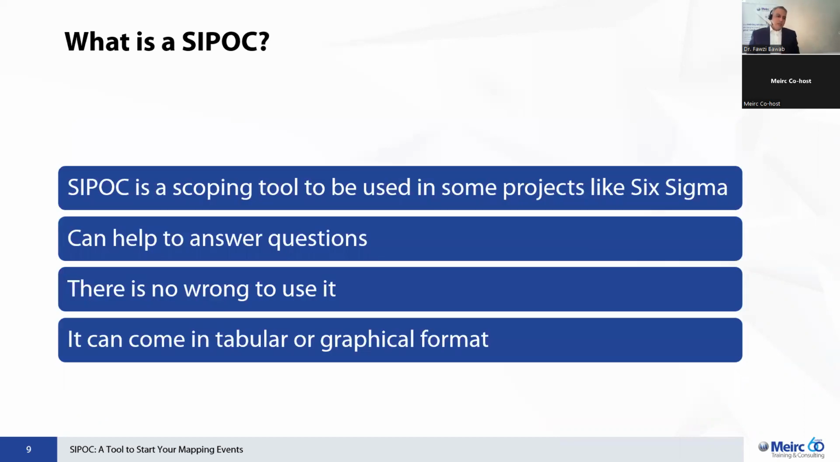And now let's get to the core of the SIPOC. So what is it? It is a scoping tool. It is used in some projects such as Six Sigma, where at the beginning of the project, we need to build a project charter, and we need basically to identify the components of the project and the elements of the process that we seek to improve. It can help to answer certain questions in terms of what's in, what's out, who is involved in the process, who is receiving the output, who are the stakeholders that should be involved in such a project. So many of these questions can be answered by using this tool.